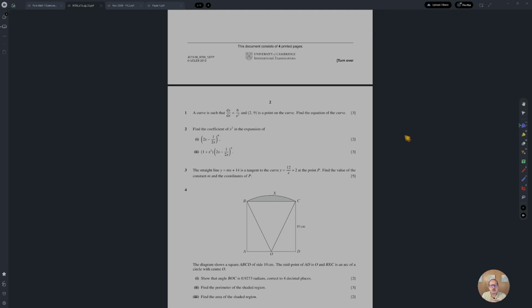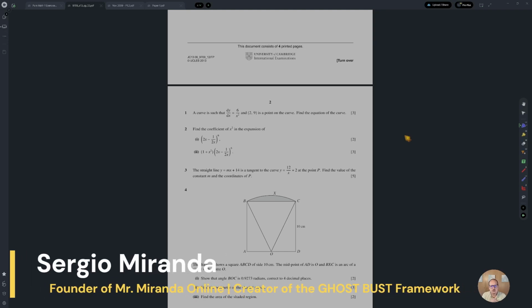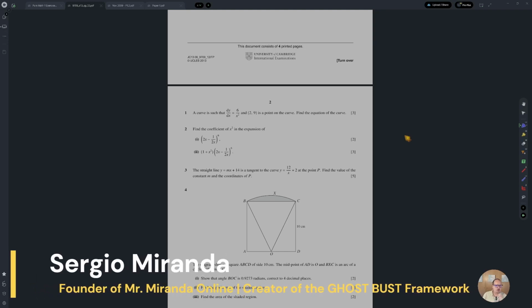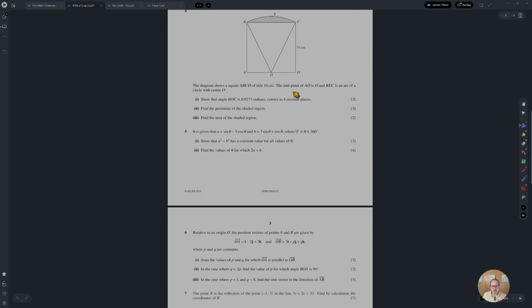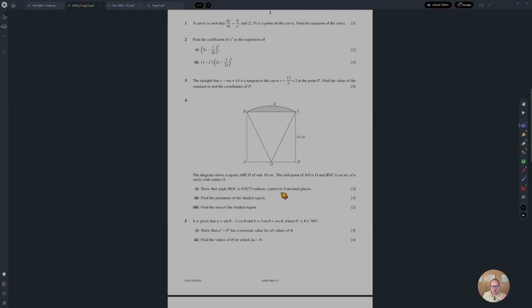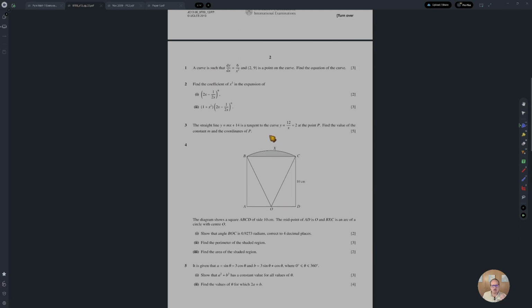So these are the master questions for lesson 2 in this chapter. The first of which is from this paper, May-June 2013, paper 12. And the question is this one over here, question 3.